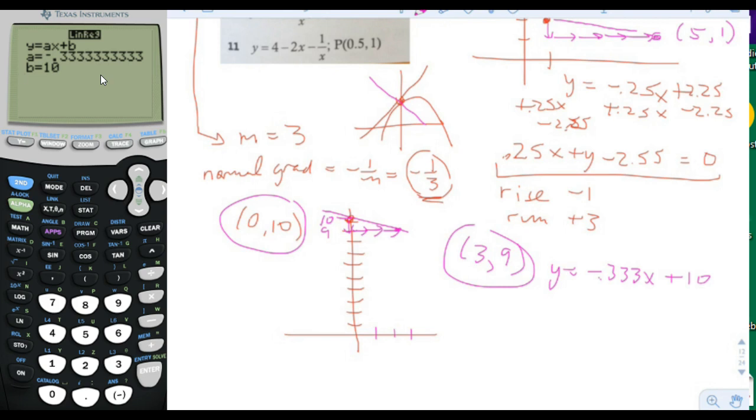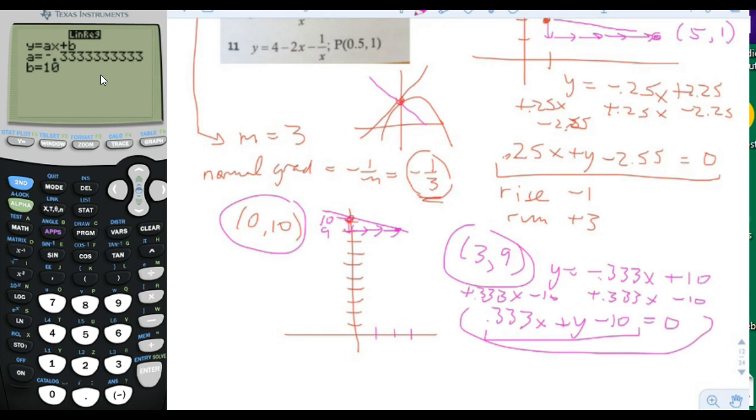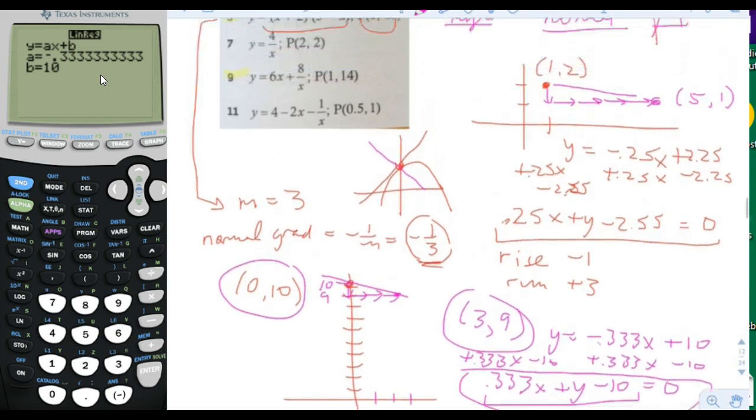Okay, now let's move everything over to the left side. So we're going to add 0.333x to both sides, and we're going to subtract 10 from both sides, and we're going to be left with 0 on the right. That's why we end up with this expression here. So that is the standard form of the normal line to that curve.